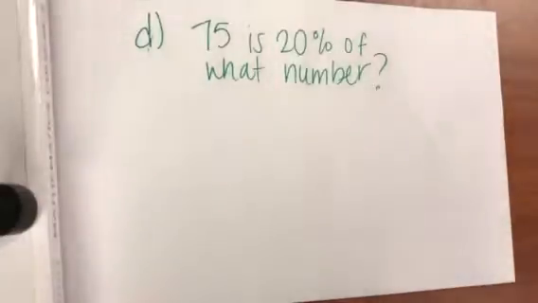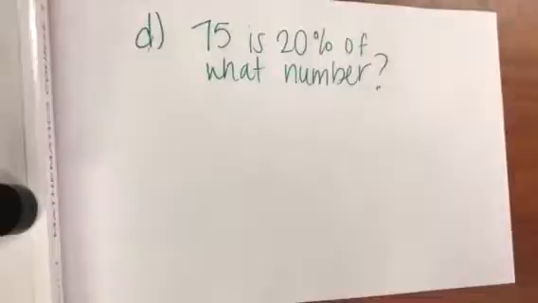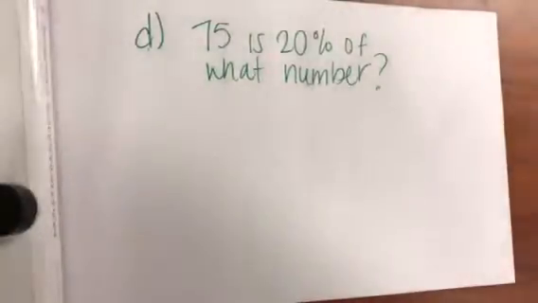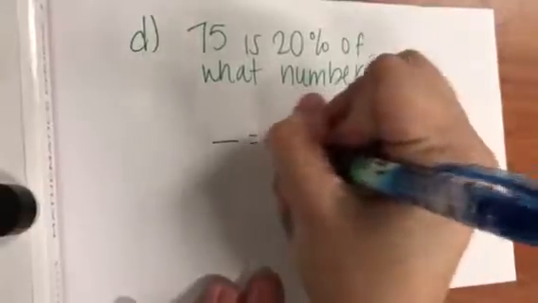Am I doing this one now? Yes, you're doing this. Can I have the pen back? Thank you. So we've got 75 is 20% of what number? So we're going to set up our proportions.